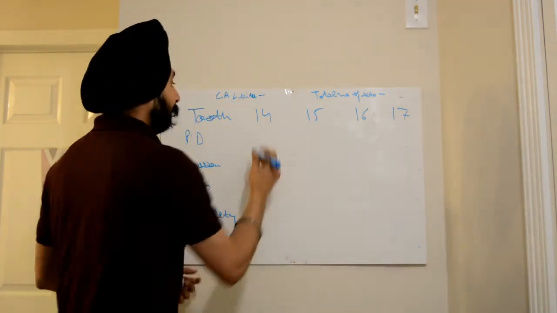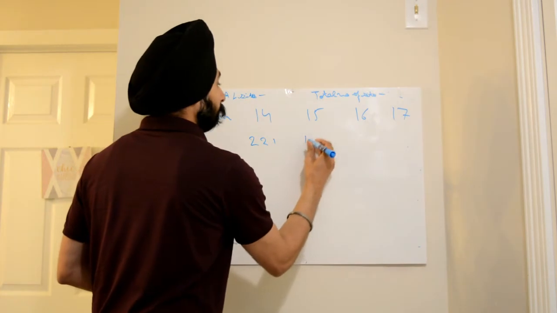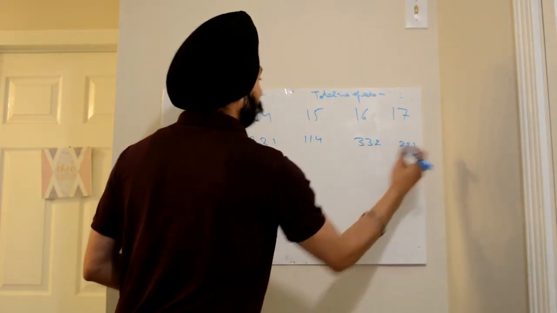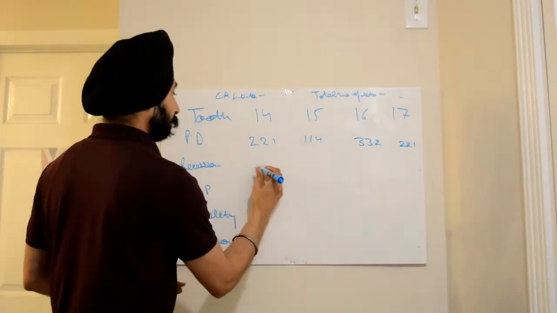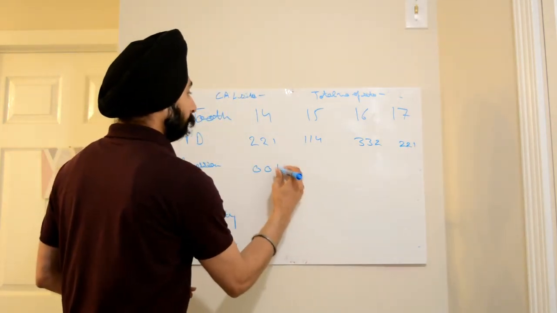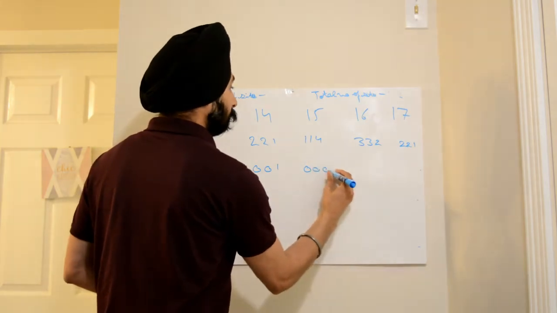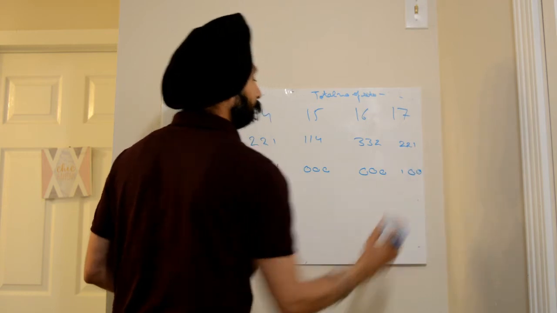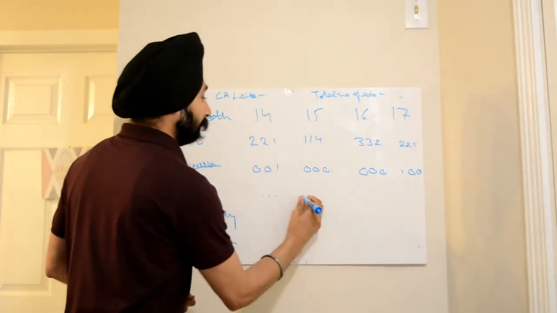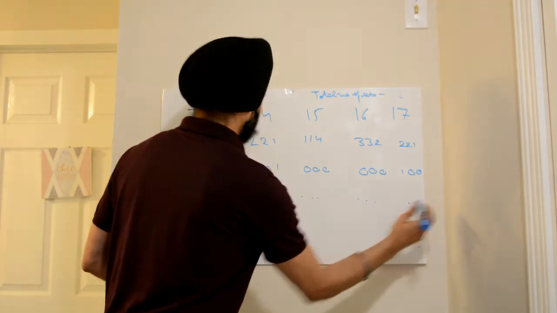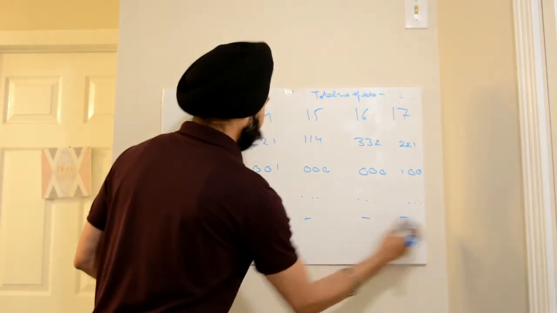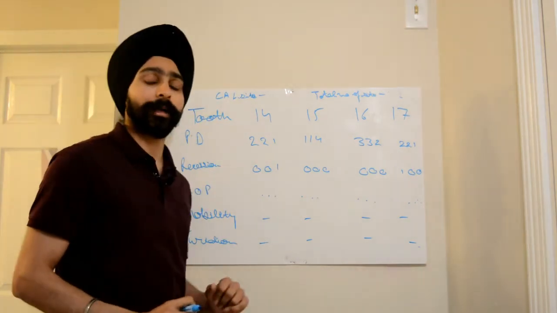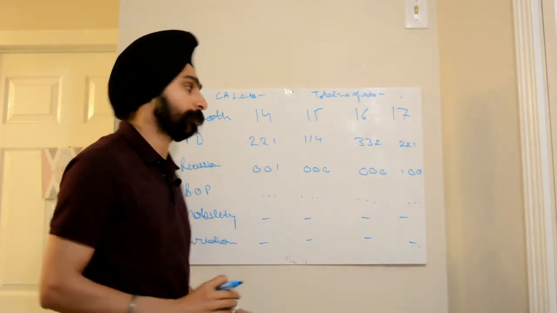Let's say now the probing depth is 221, 114, 332, 221. Recession is present 0, 0, 1, 0, 0, 0, 0, 0, 0, 1, 0, 0. Bleeding on probing, let's say, is present everywhere. There is no mobility anywhere and there is no furcation involvement. So now let's again count at how many sites clinical attachment loss is present.